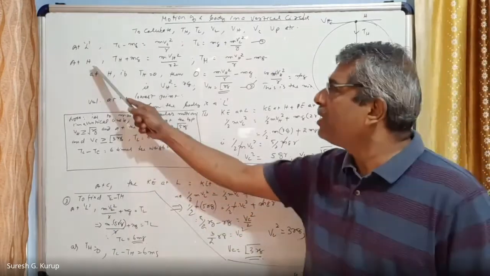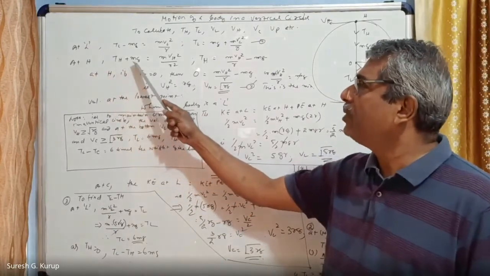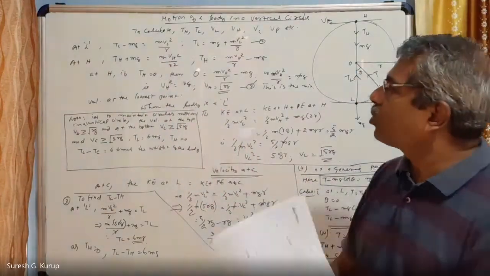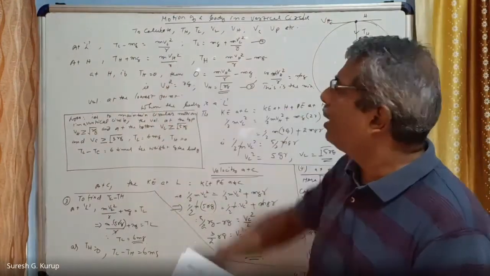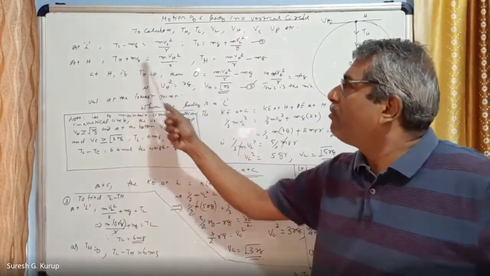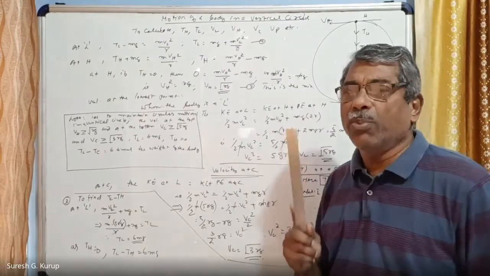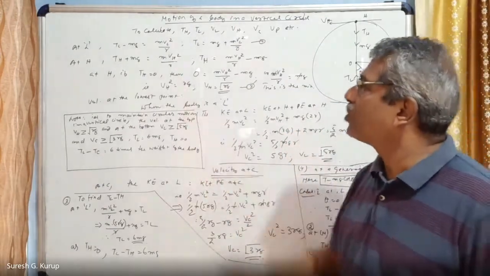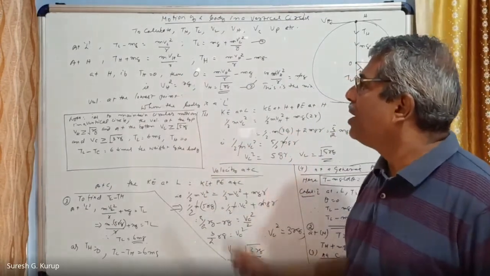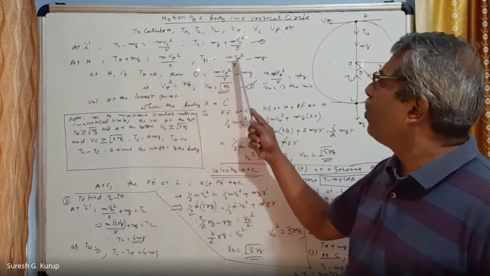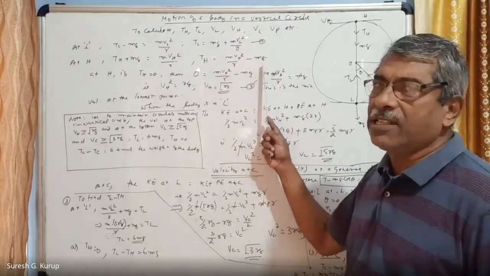Therefore, we can write at H: TH plus mg is equal to mvh square divided by r. Am I correct? That means the total force acting here is equal to TH plus mg. That will provide the centripetal force, mvh square divided by r. Therefore, TH is equal to what? mvh square divided by r minus mg.